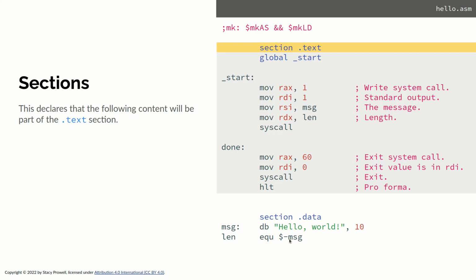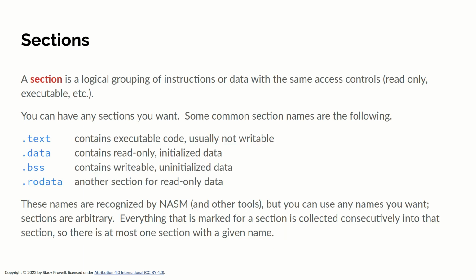So let's stop and talk about sections. So here we have a section right here. Section text. So the idea is that everything we see in here is going to be in the text section. And we see some instructions here. Could be some data in there as well, but there's mostly just instructions in here. A section is a logical group of instructions or data that have the same access controls. They're read-only, or they're executable, etc.